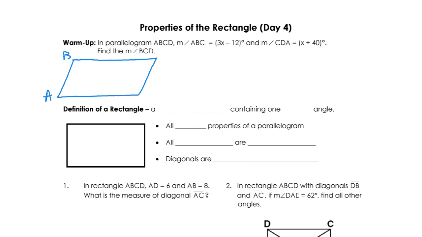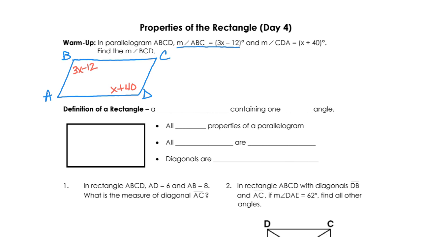ABCD. And it tells us that angle ABC is 3x minus 12. A to B to C is here. It's 3x minus 12. And angle CDA is x plus 40. And they want us to find the measure of angle BCD.